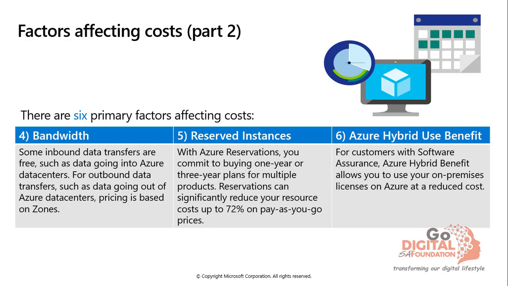Then we have the Azure Hybrid Benefit. For customers with Software Assurance, Azure Hybrid Benefit allows you to use your on-premises license on Azure at a reduced cost. So if you use on-premises, there's other stuff that you don't pay for. You only pay for the little stuff that you use on Azure. So that's another factor that affects cost.